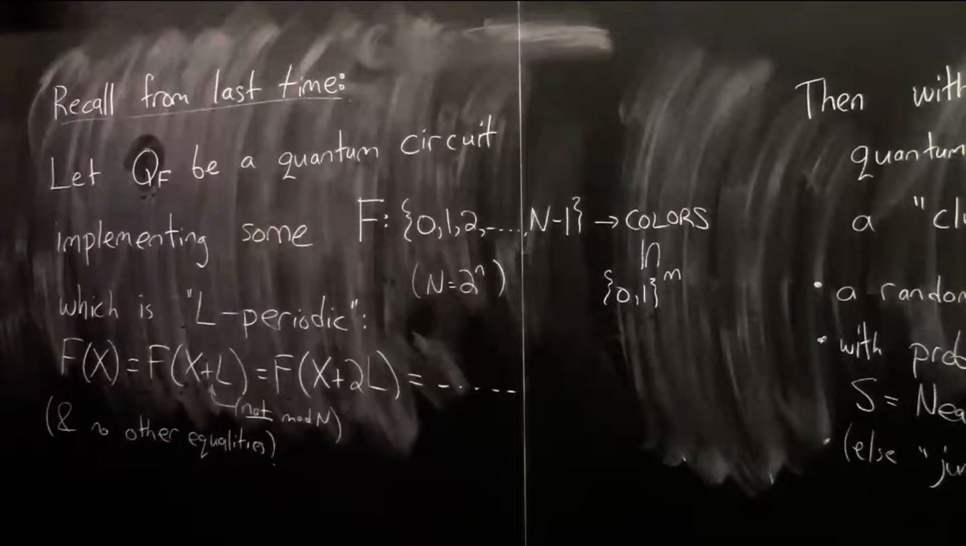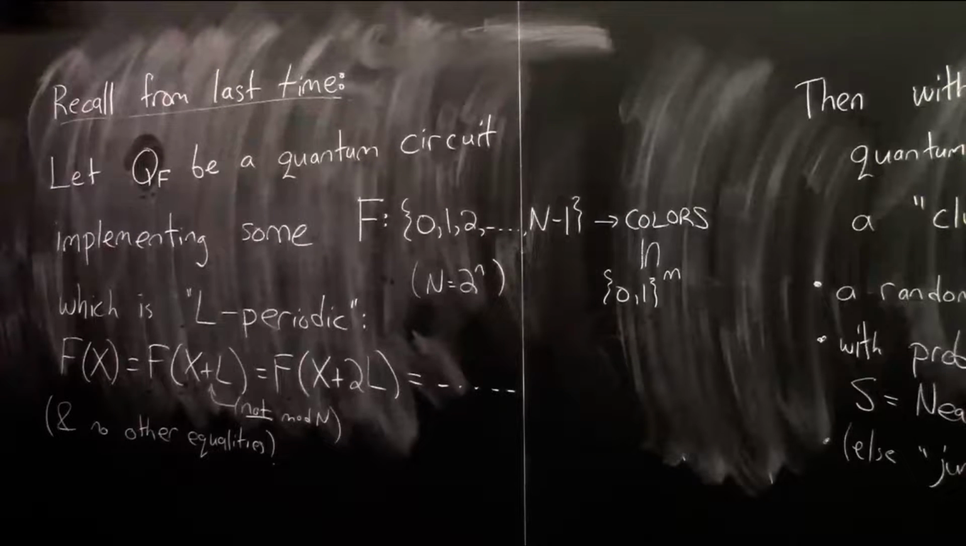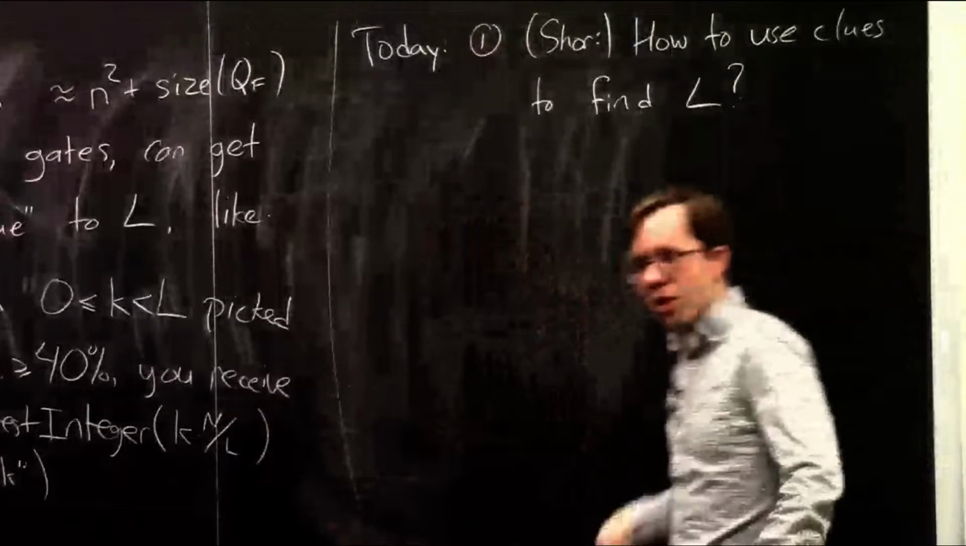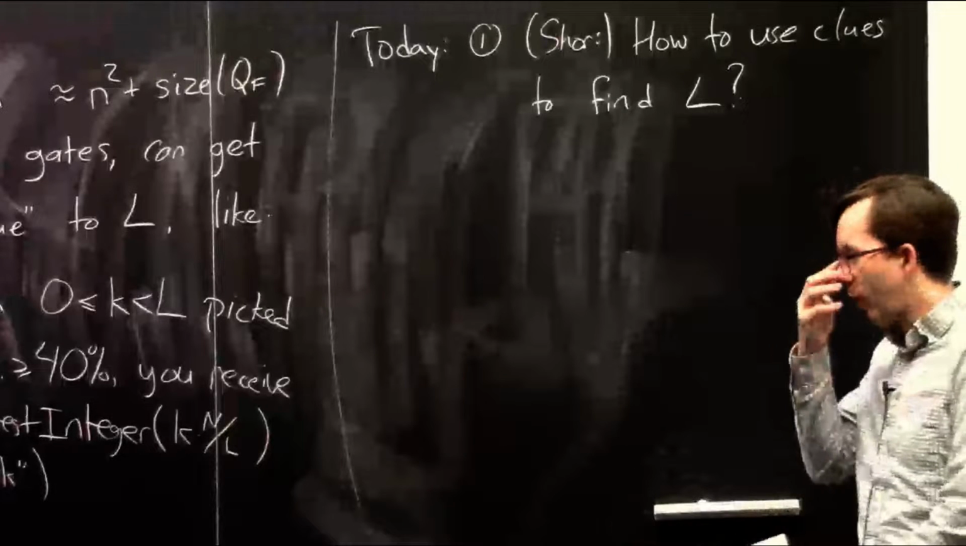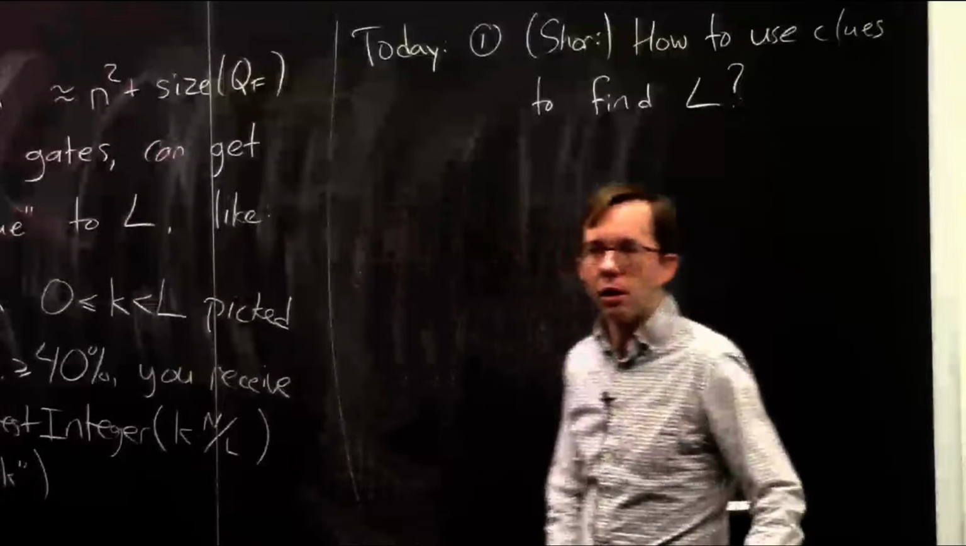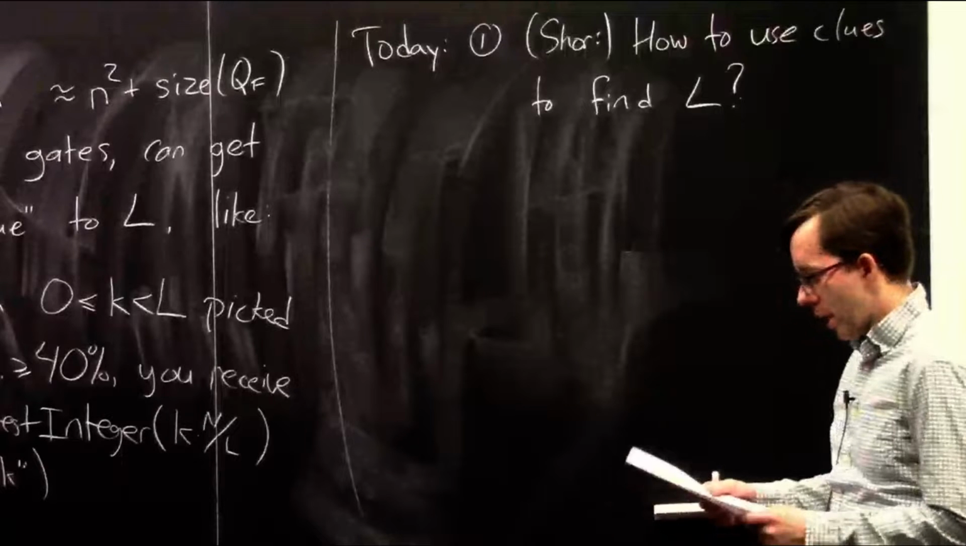OK, good. So what in fact are we going to do today? There's two parts. Part one, which is really due to Shor, is how to use this clue to actually find L. You only really need one. We actually saw how to do that in the case where capital L divides capital N. We also saw how to do that in Simon's algorithm by solving systems of equations. And Shor will also show that you can, from this clue, actually find capital L, which is good.